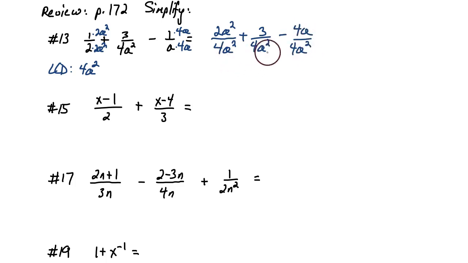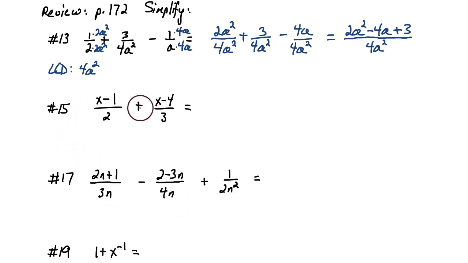Notice that all of them have a 4a squared, a common denominator. So let's combine the tops and write it over the common denominator. We have 2a squared in the top. There's also a minus 4a in the top, and there's also a positive 3 in the top. And this is all over 4a squared.